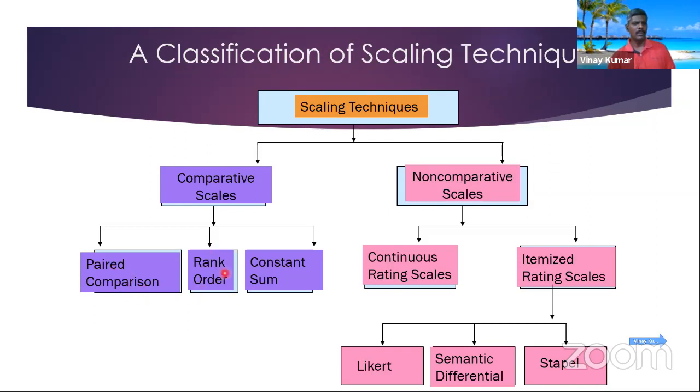Then you have rank order, which is used to order the objects and the attributes that the customer prefers. And then we have the constant sum scale, where again the attributes of the objects can be measured through this scale. Then you have non-comparative scales: continuous rating scale and itemized rating scales. Very important is the itemized rating scale. We have seen Likert scale, semantic differential, and Stapel scale.